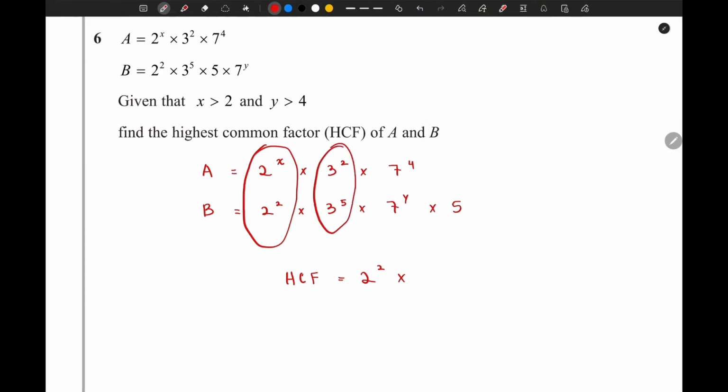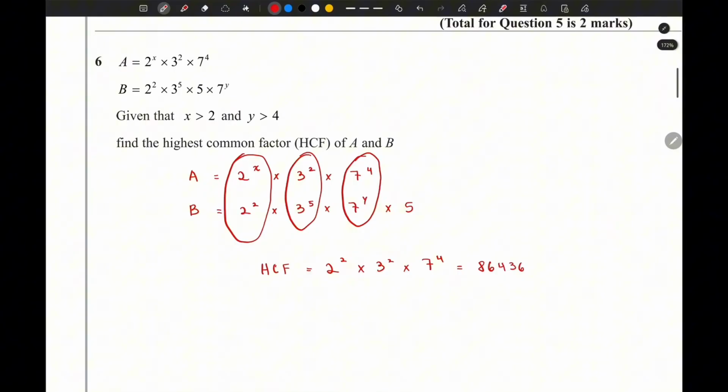So in between these two, the least value is 3 to the power 2. And in between these two values, the lesser value is 7 to the power 4, because as we all know that y is greater than 4. So these are the only common values. So the overall answer to this would be 86436. So this is the answer to this question.